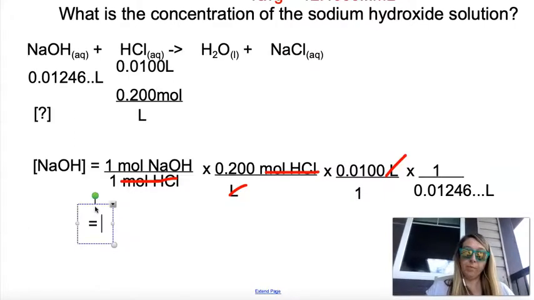So what are we going to get? 1 times 0.2 times 0.01 times 0.01. Well, actually I should use my answer button. 2, 4.